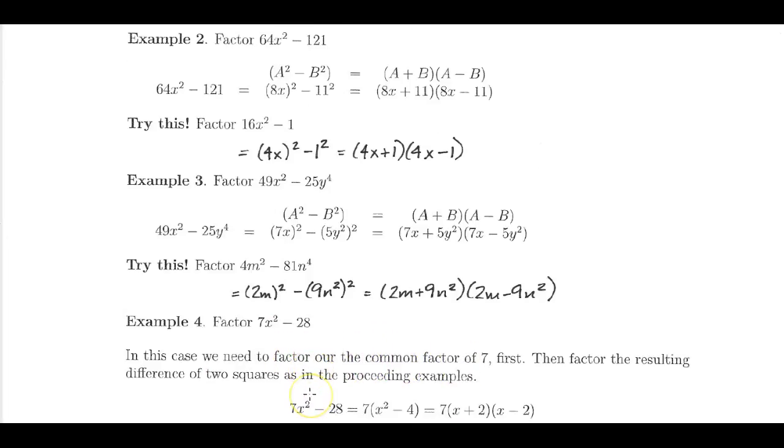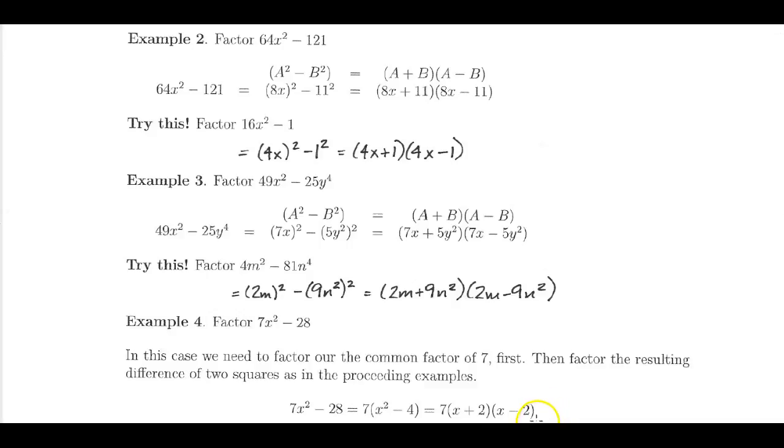So we can say that 7x squared minus 28 is equal to 7 times x squared minus 4. If we distribute this back, we get 7x squared minus 28. X squared minus 4 is a difference of two squares. So we can write the factors as x plus 2 times x minus 2. So our final factorization is 7 times x plus 2 times x minus 2.